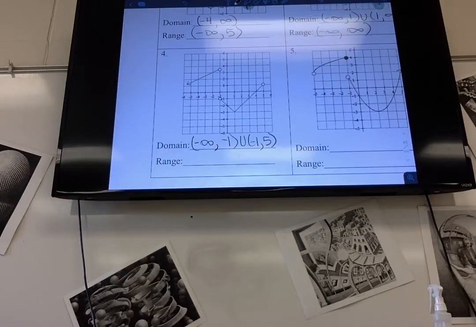Okay. What about the range? Negative infinity to 3.5. Yes, you're right. Negative infinity because of this arrow. That means it technically goes down forever.